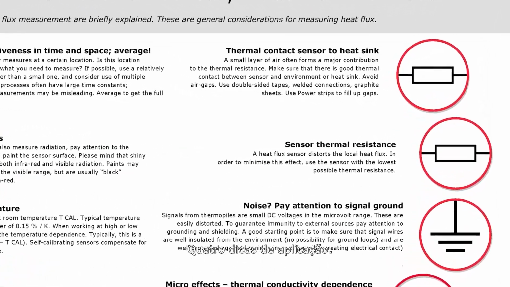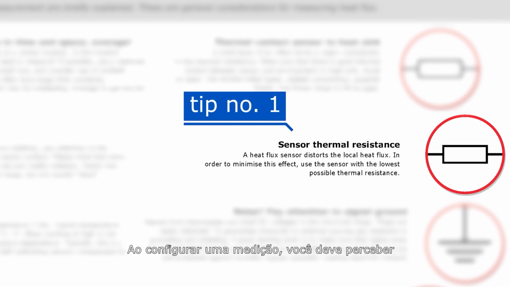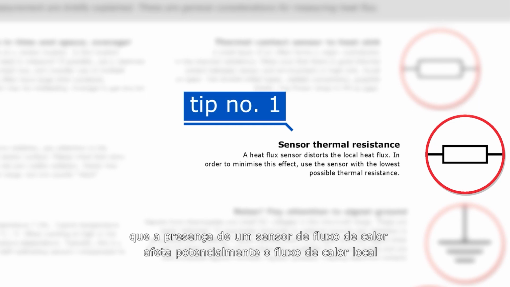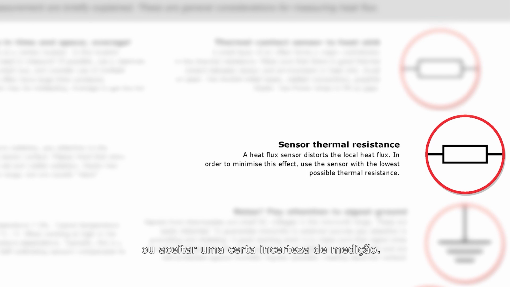4 application tips. Tip number 1. When setting up a measurement, you should realize that the presence of a heat flux sensor potentially affects the local heat flux. You can estimate and correct for errors or accept a certain measurement uncertainty.